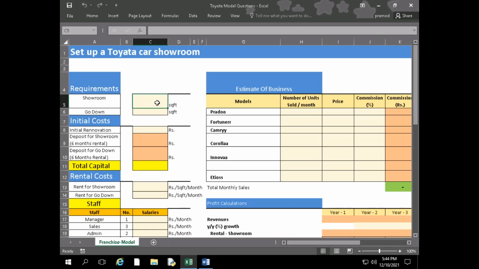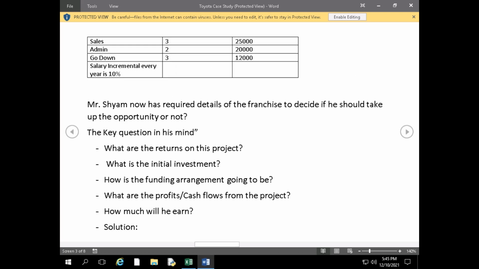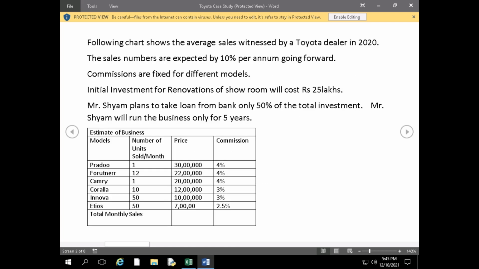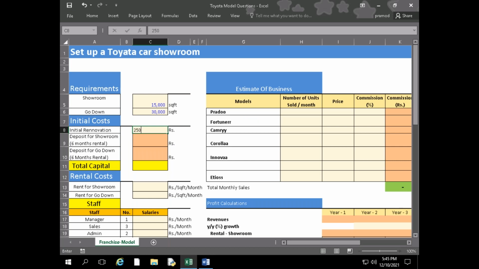The requirement of the showroom is 15,000 square feet, and the godown is 30,000 square feet. When it comes to the initial renovation amount, it is 25 lakh. So it is 25 lakh I need to put.